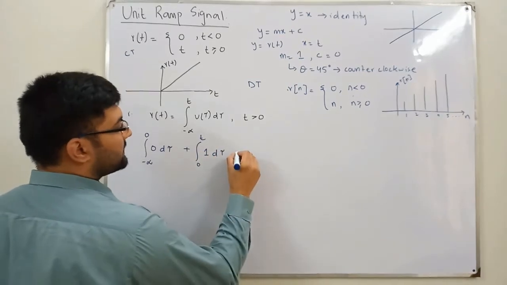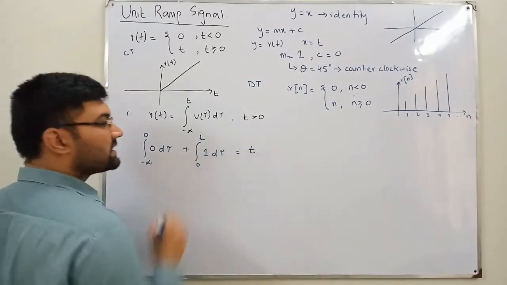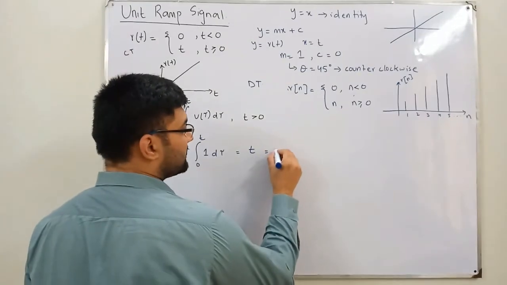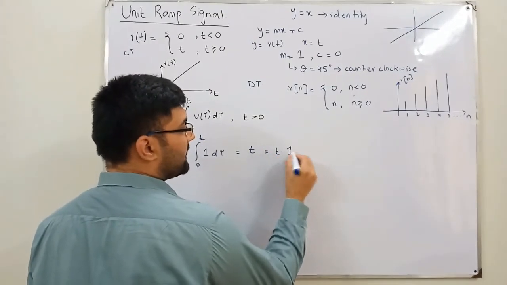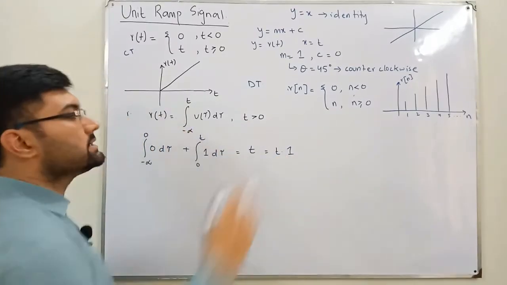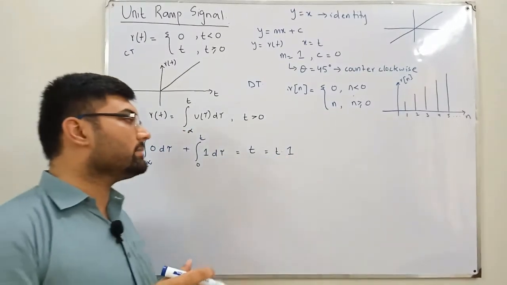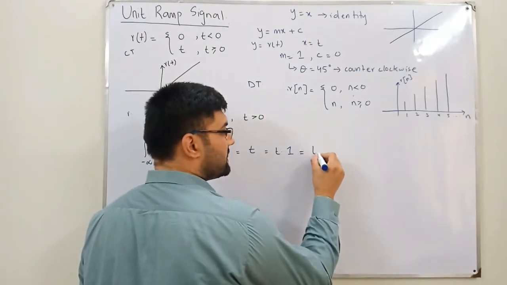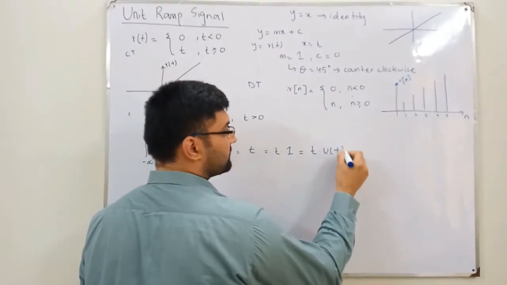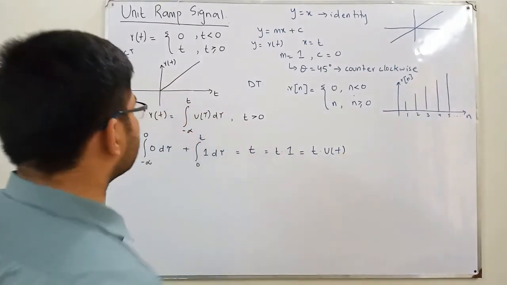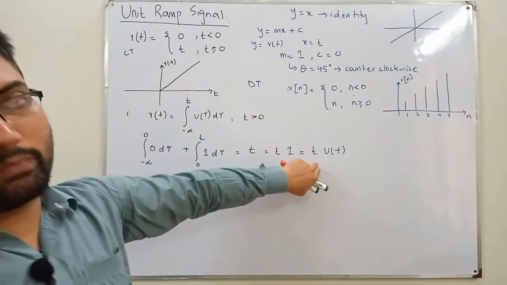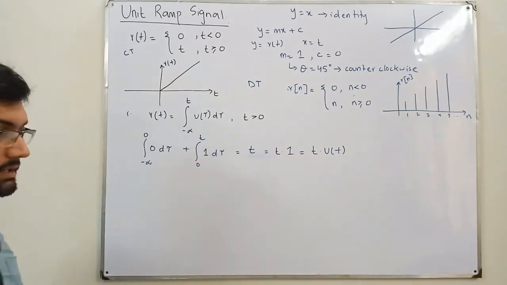So the integration will give you a t, right? And this t, can I not write it as t times 1? And the value of t, we already know it's greater than 0. So if you are multiplying it with a t greater than 0, can I not say that this is t multiplied by u of t? So this is the relationship. You have the integration, or you have this relationship with the ramp and the step signal.